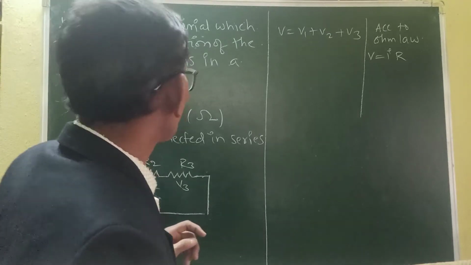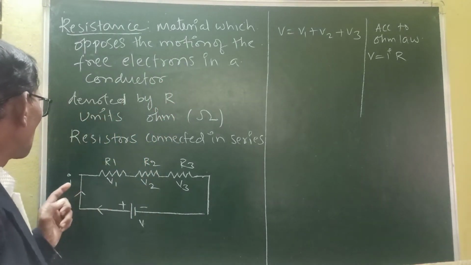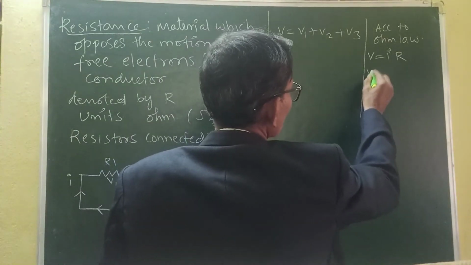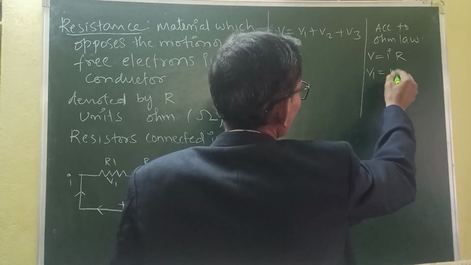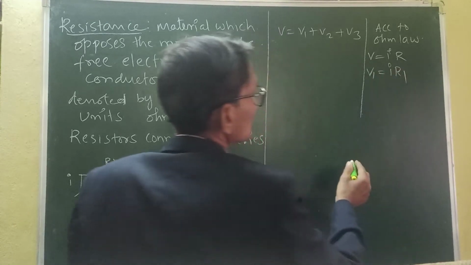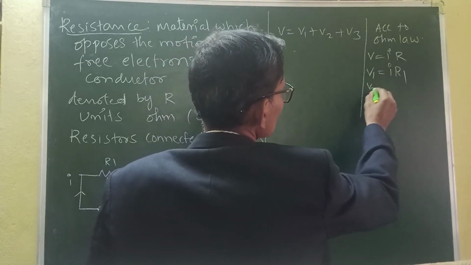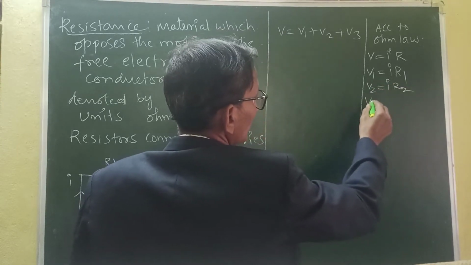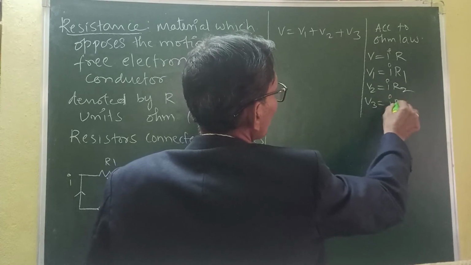And if we take the potential drop across the first resistor, it is equal to the current and the first resistance. So the potential drop V1 is equal to the current times R1, as the current is the same across the first resistor. Similarly, the potential drop across the second resistor, V2, is equal to the current times R2, and V3 is equal to the current times R3, across the third resistor.